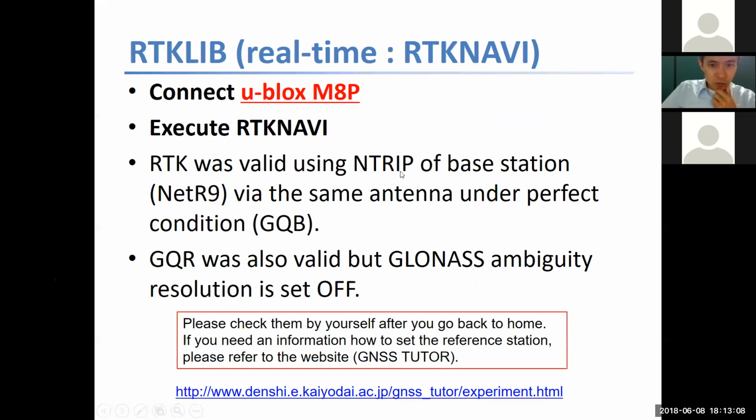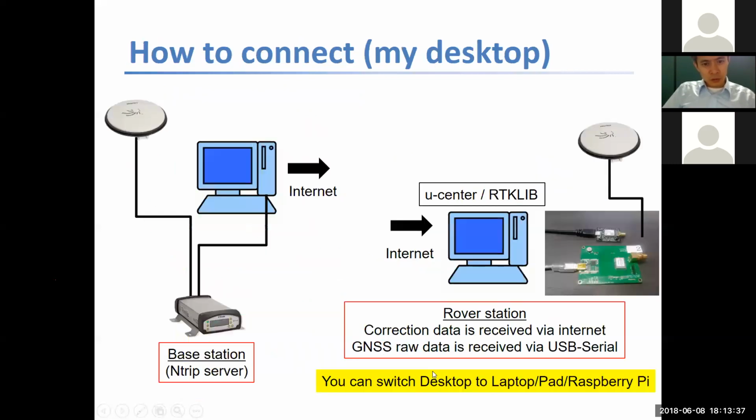RTK was verified using NTRIP of a base station via the same antenna under perfect conditions. QZSS was also used, but GLONASS ambiguity resolution is set off. So please remember that if you use RTKLIB with u-blox and QZSS, GLONASS ambiguity resolution is set off. Please check them by yourself after you go back.